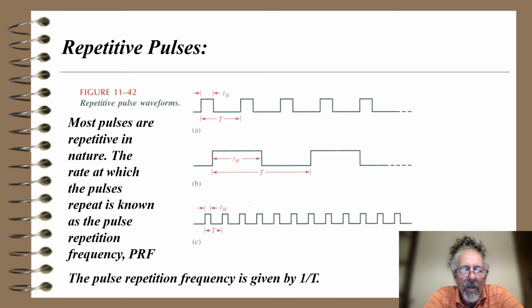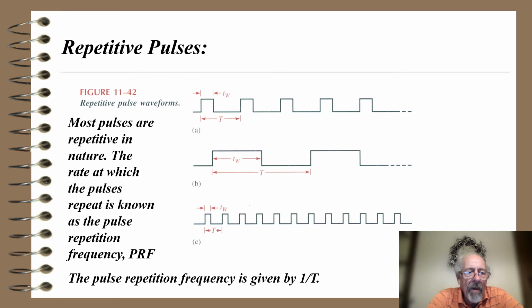So here in figure 11-42 we have A, B, and C, and it turns out that actually A and C are similar to one another. There's a pulse width, T sub W, and a period of the pulses, that is from leading edge to leading edge, of T. And it turns out that the width of the pulse and the period are not the same. However, in B, it looks like the width of the pulse is 1/2 of the period, and we would call that a square wave. Diagram C looks similar to A, except there are more pulses per second.